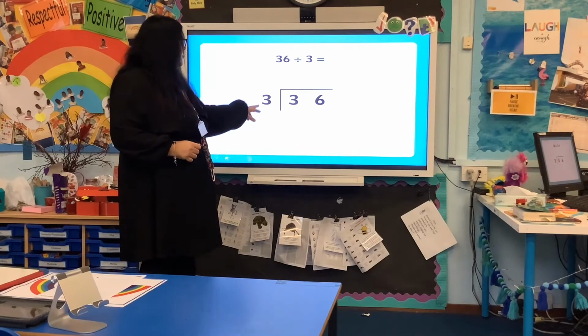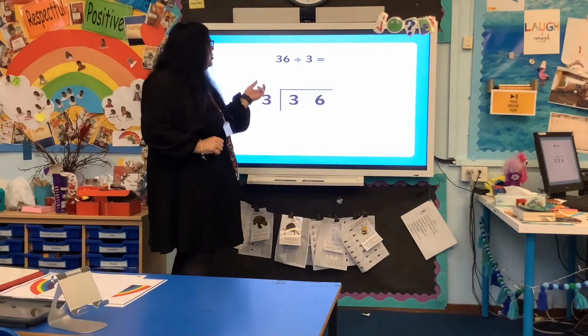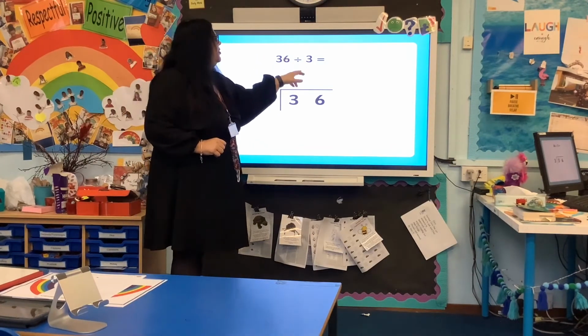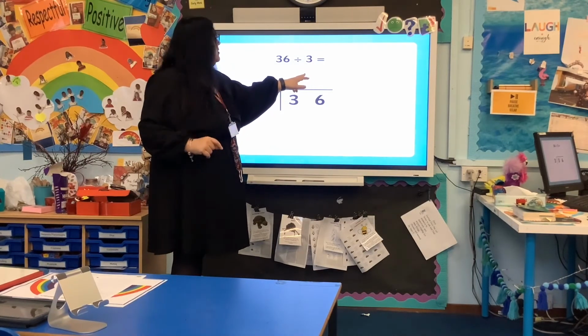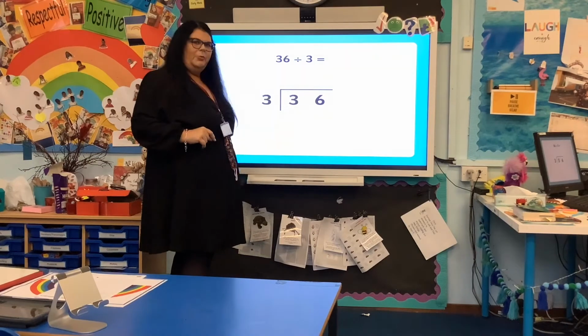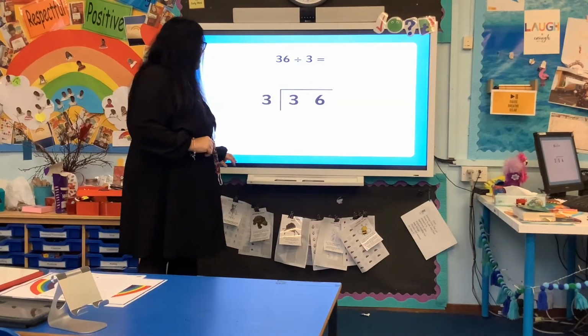So this one time we've got the 3 times table. So the question is 36 divided by 3. Now again, if you know your 3 times tables, you might know the answer like that. But let's look how we set it out for the bus stop method.